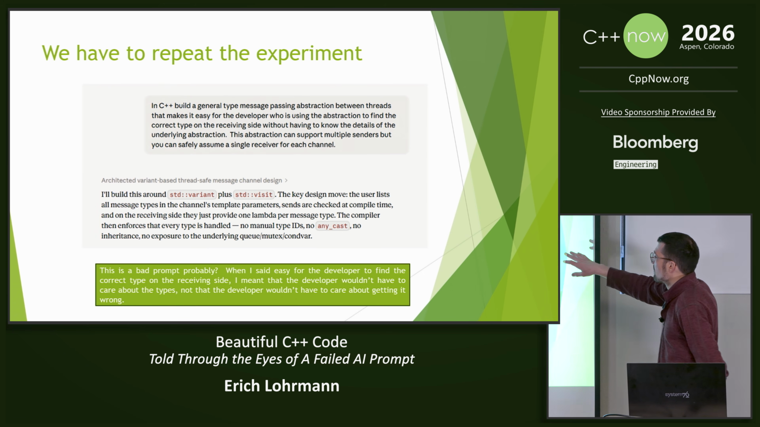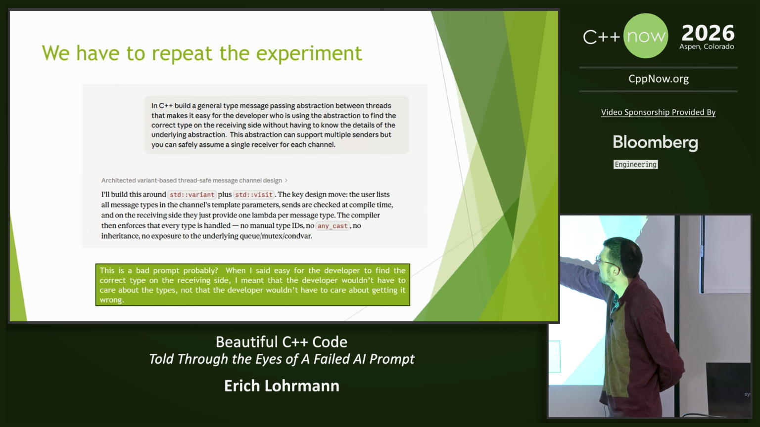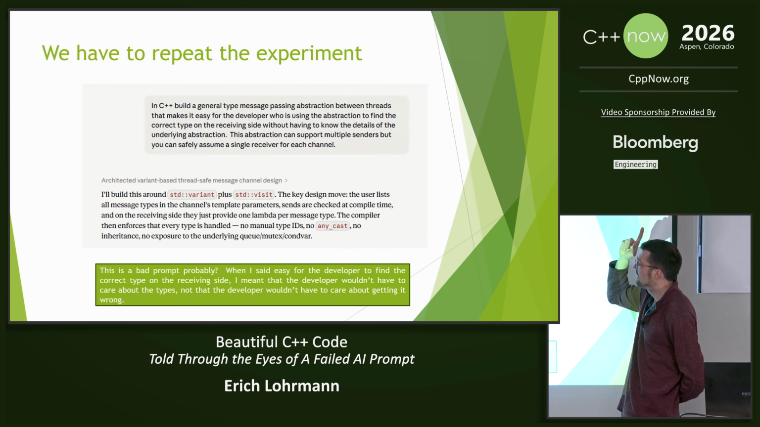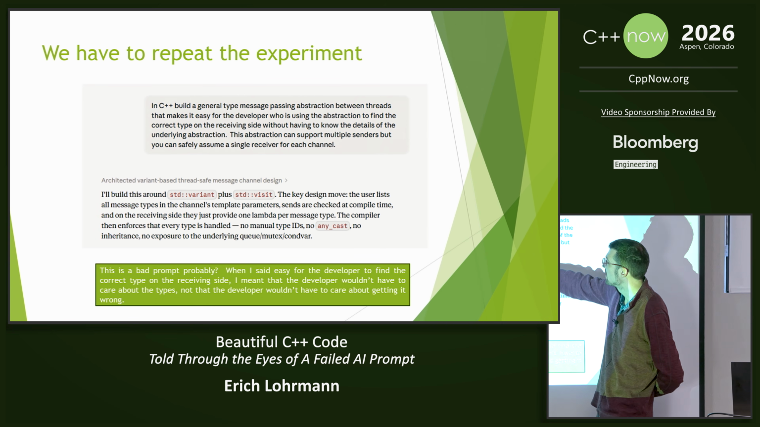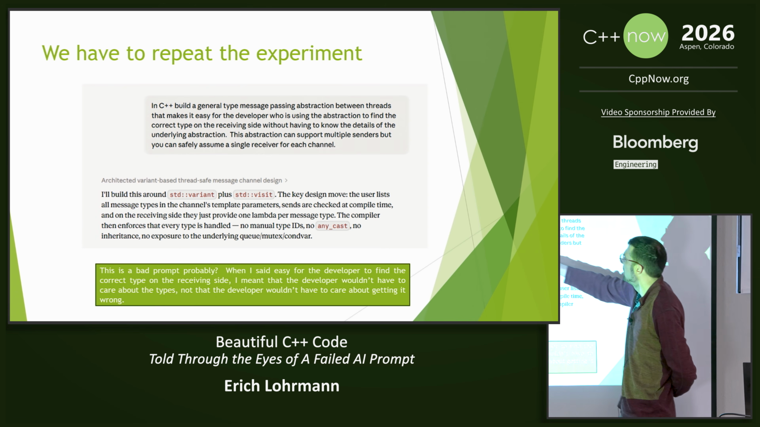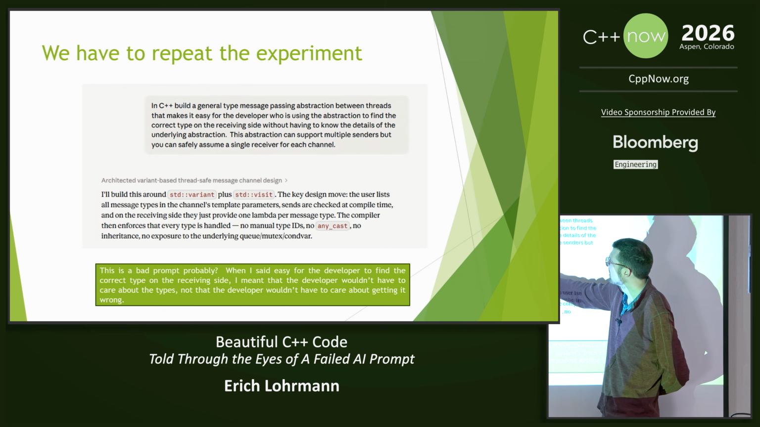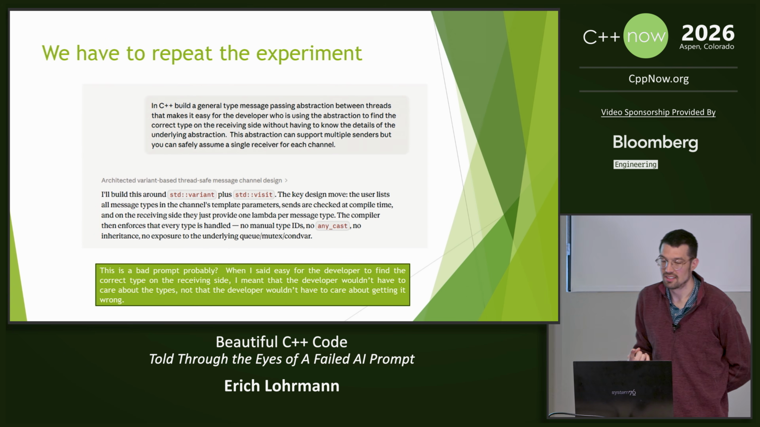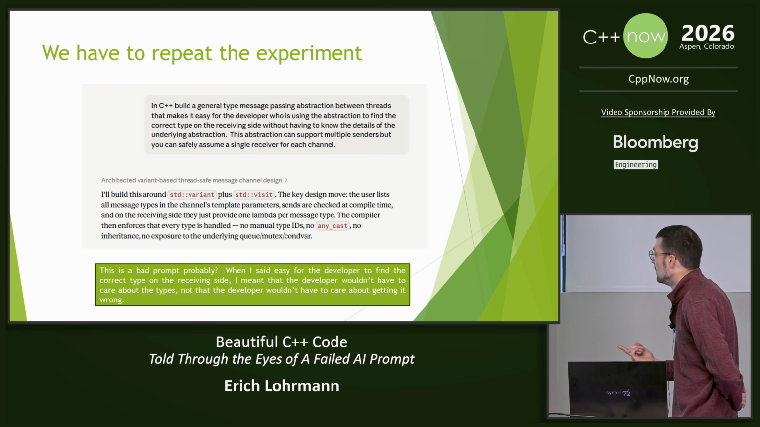So now I'm a little more specific. I say make it easy for the developer who's using the abstraction to find the correct type on the receiving side, without having to know the details of the underlying abstraction. Think about how broad that is. And then this abstraction can support multiple senders, but you can safely assume a single receiver for each channel. I did not ask it to enforce that. I only asked it to safely assume.